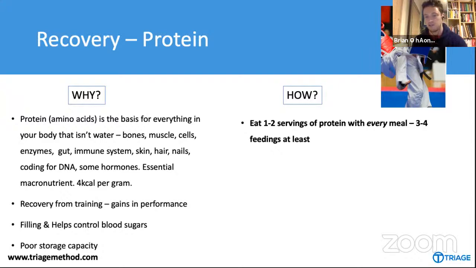For an athlete, 3 to 4 feedings at the least is optimal for protein intake. Imagine someone who's only having 1 meal a day and they eat all their protein, so they have like six servings of protein in 1 meal. It's not a bad thing, but it's not going to be optimal for recovery and therefore performance. So as an athlete, 3 to 4 feedings at a minimum are a good idea.